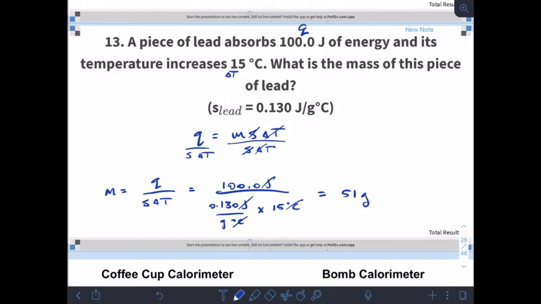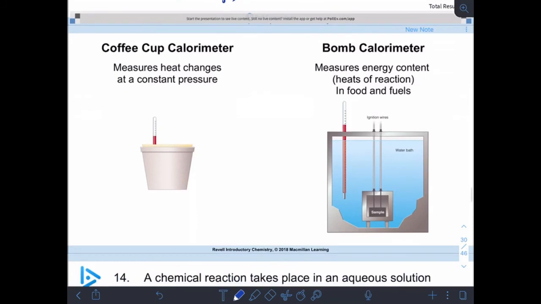And we're going to go ahead and cut things off right here, and we'll pick it up in our next video talking about a thing called a calorimeter.